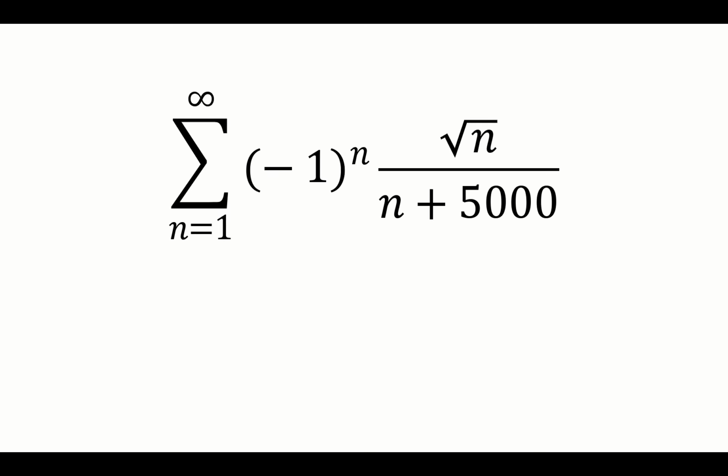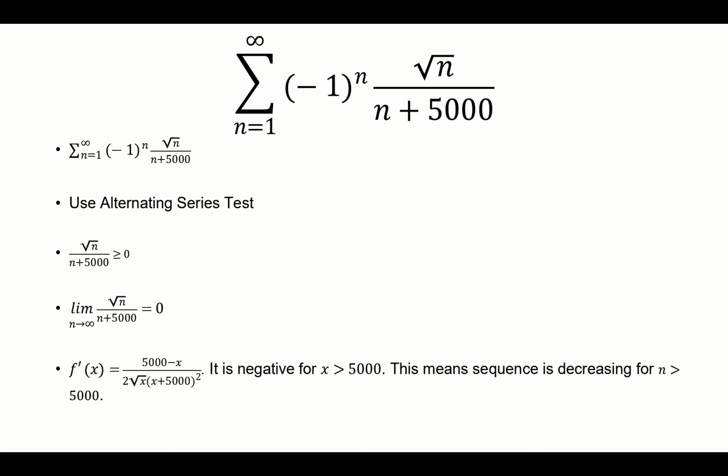In this video, we want to see whether the sum from n equals 1 to infinity of (-1)^n times the square root of n over n plus 5000 converges or diverges. First, notice that this is an alternating series, so we're going to use the alternating series test to see if it converges or diverges. So let's focus on the square root of n over n plus 5000. Let's see if this satisfies the three criteria.